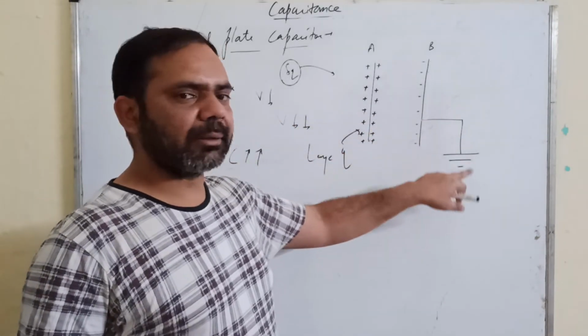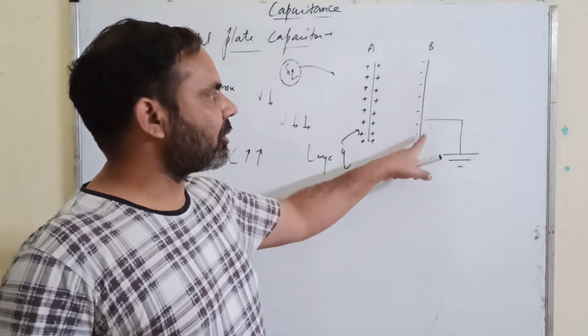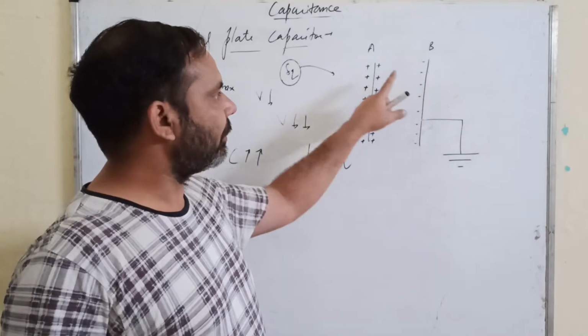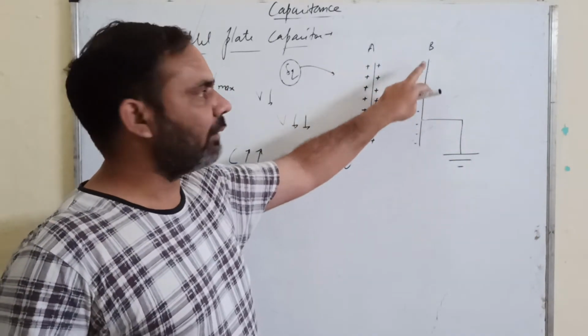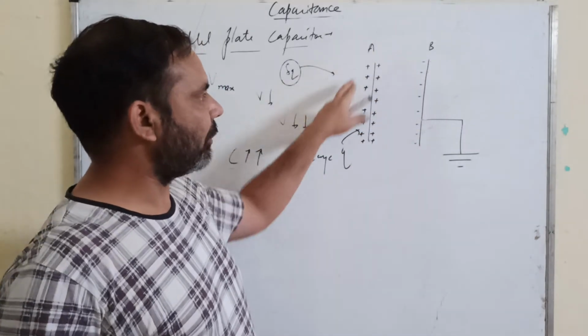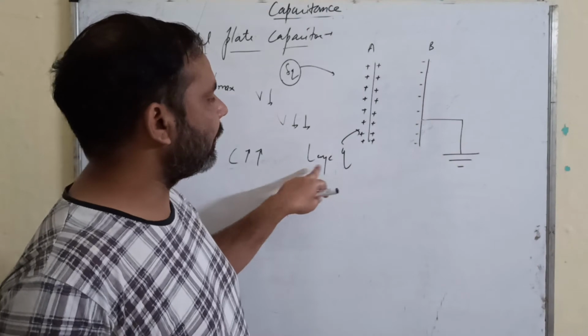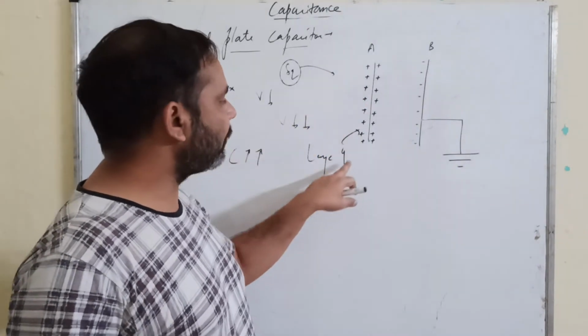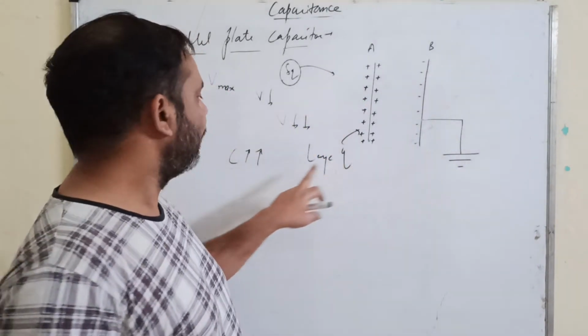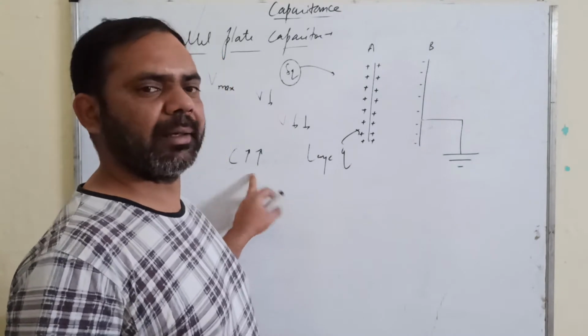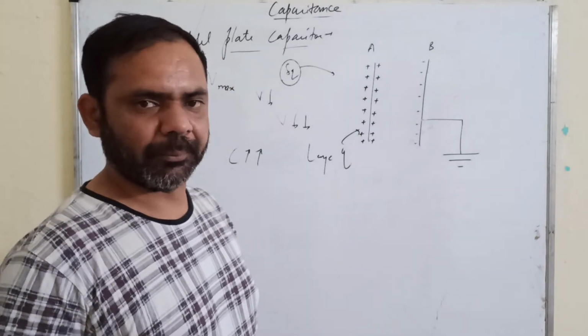Then when we earth the second plate, all the positive charges go to the ground, and now we have only the effect of negative charges, so the potential of this plate decreases by a very large value, and therefore we can give a large amount of charge further to plate A. Thus the capacitance of plate A is increased by a large value.